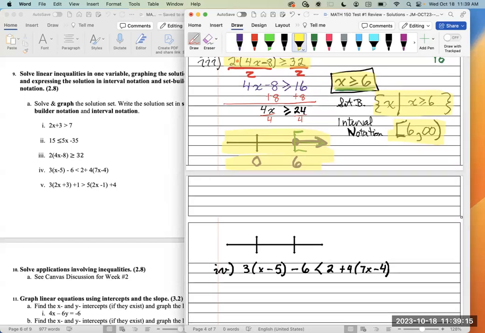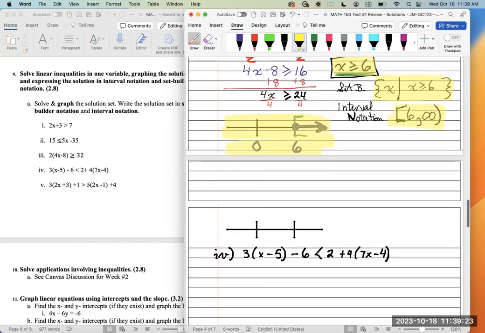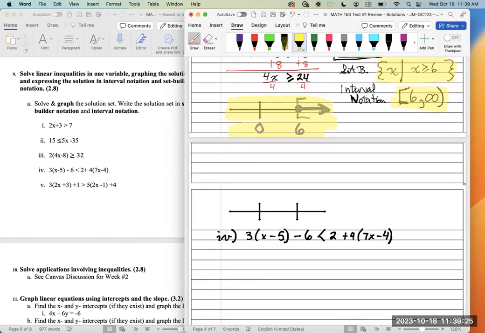Number 4, 3 times the quantity x minus 5 minus 6 is strictly less than 2 plus 4 times the quantity 7x minus 4. Do whatever you want to both sides of the equation, but in this case, I would first simplify each side. So I'll write my inequality so I don't forget it. I'll write down what I'm not using, which is the minus 6, and then I distribute the 3x minus 15.